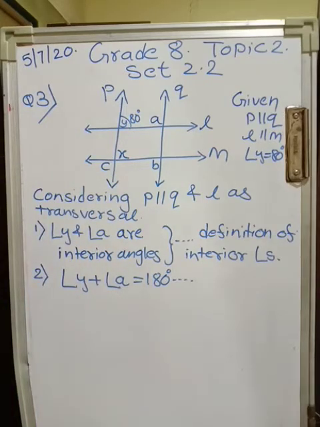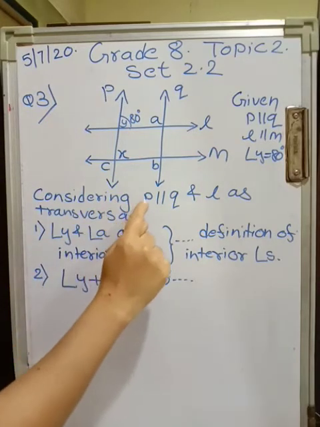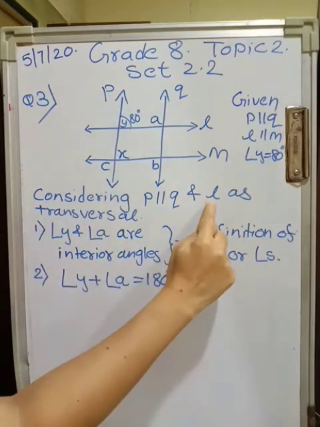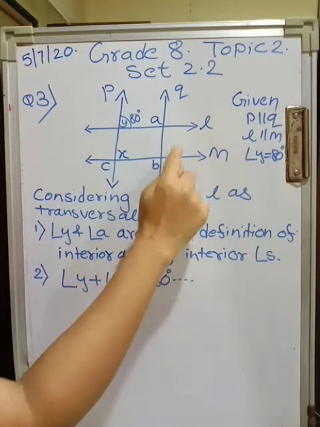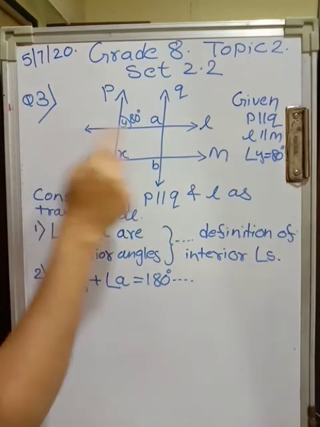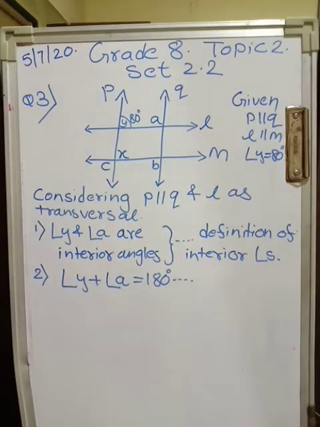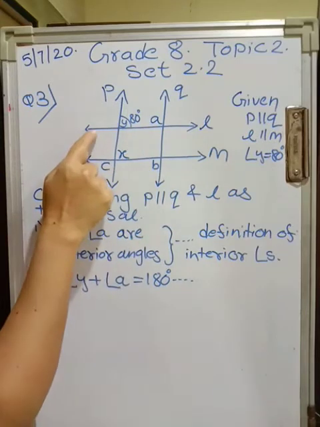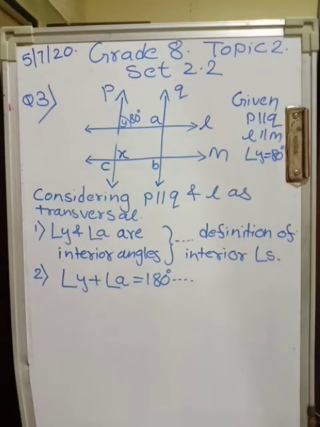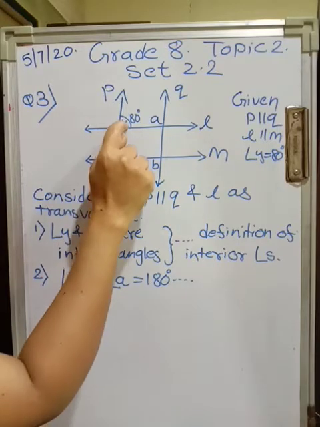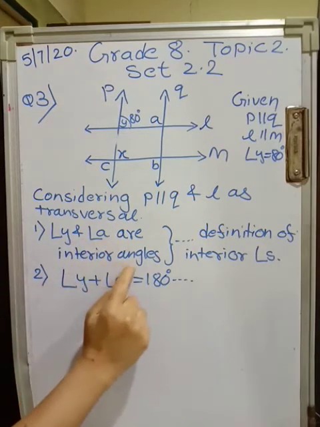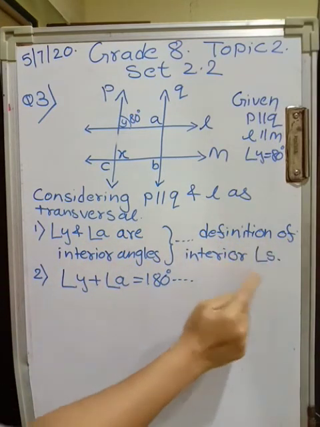So let's start, students. See now. First, consider P parallel to Q. So these two lines are parallel, and consider L as transversal. If you see, there are two transversals for these two lines. L is also one transversal and M is also another transversal. Now I am considering only L as transversal. So forget about this. So these two lines and this is the transversal. In that case, angle Y and A, they are interior angles. I have written Y and A are interior angles by definition of interior angles.